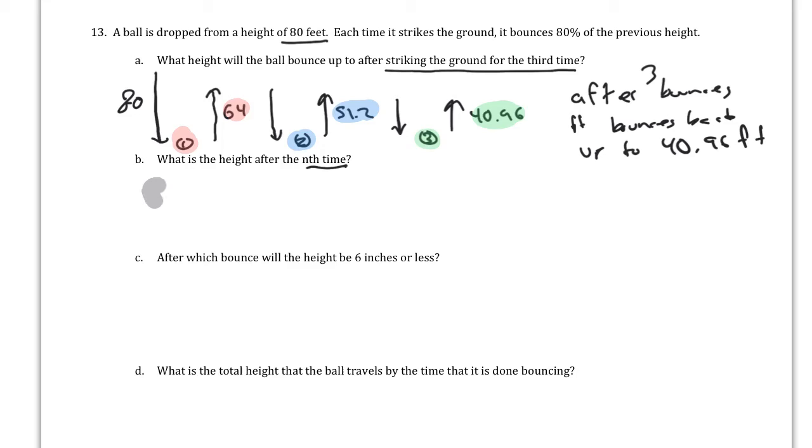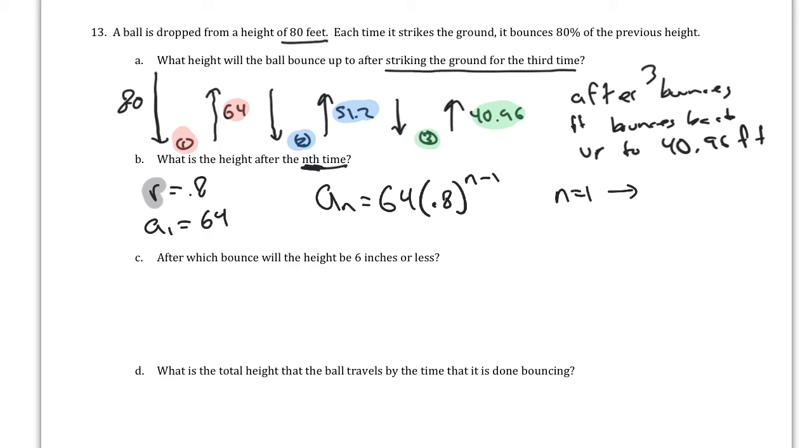So I know my r is 0.8, and I know my first term, well, let's be careful. The very first term, when there's been one bounce, is 64, right? It's hit the ground one time. So 80 is not our a1, 64 is. So if we're going to write our an, I'm going to take 64 times 0.8 to the n minus 1. And notice, because it's after it hits the ground the nth time. After it hits the ground the first time, that should lead us to a height of 64, and it does, because if we plug in 1 for n, we get 0.8 to the 0.